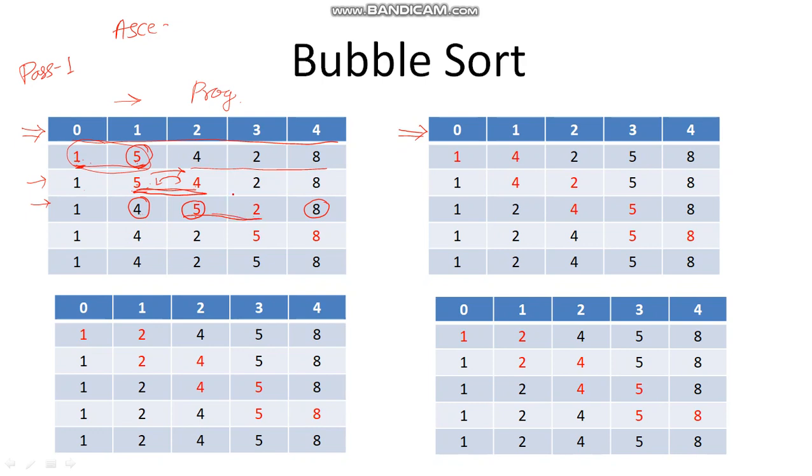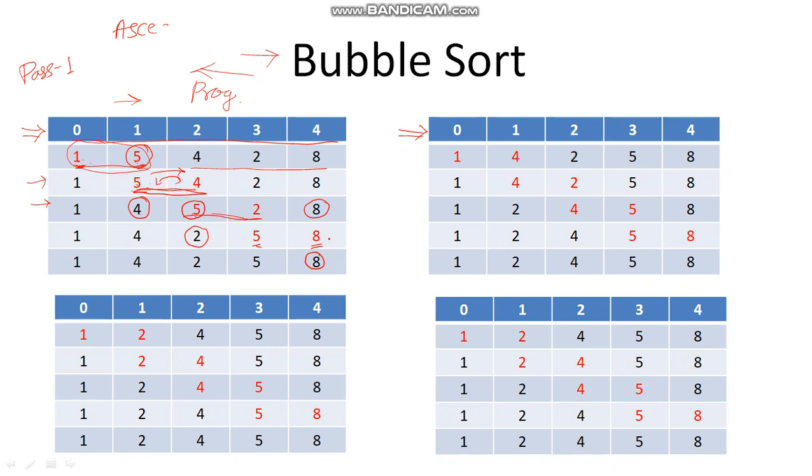Whichever is the smaller will come towards the left-hand side, towards the initial indices, and whichever is larger will go to the larger indices. So here 5 and 2 are compared and exchanged. So 2 will come here and 5 will come here. Finally, 5 is compared with the next element, which is 8, which is larger. So 8 is settled down at the last location.